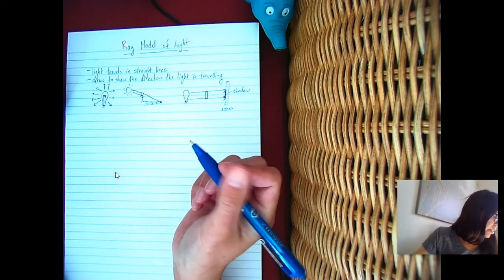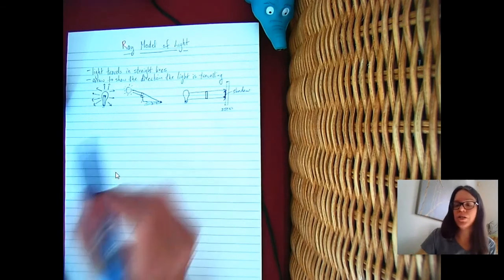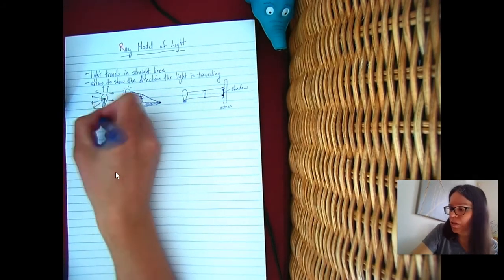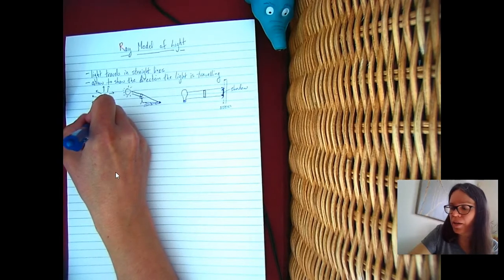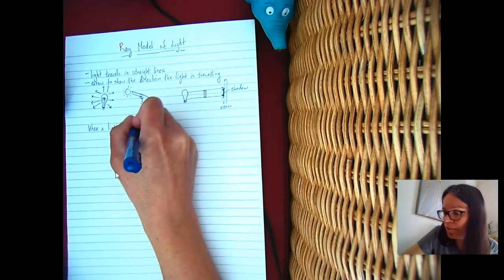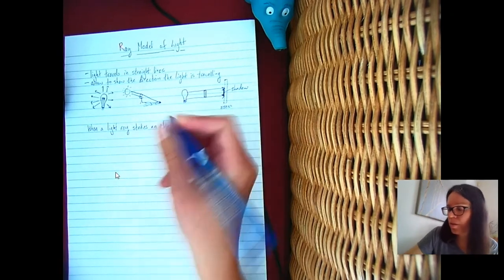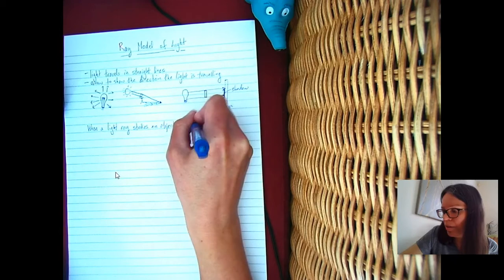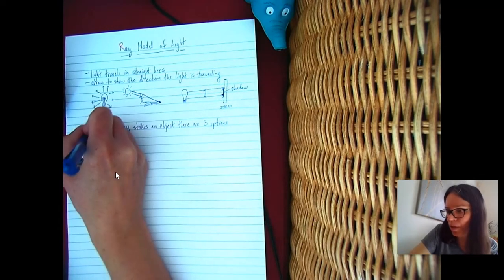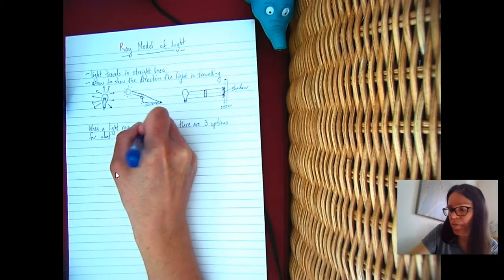All right, the next thing I want to talk about are the definitions, the words that we associate with what light can do when it strikes an object. And these are not new words necessarily. So when a light ray strikes an object, there are three options for what could happen. And you can have a combination of these, okay?